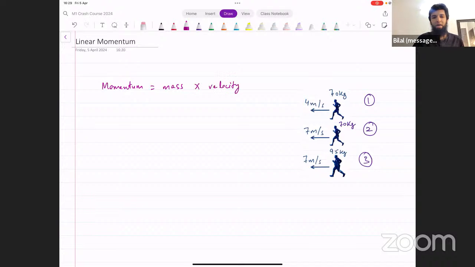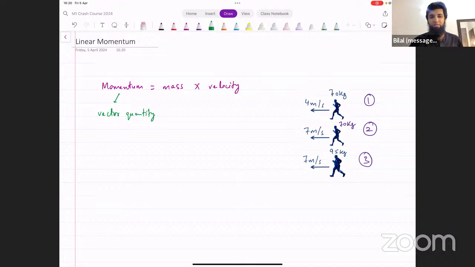Momentum is equal to mass into velocity. Now, in the last topic that we did, work, energy, power, all the three quantities were scalar quantities. But momentum is actually a vector quantity, which means that the direction of momentum is also relevant.